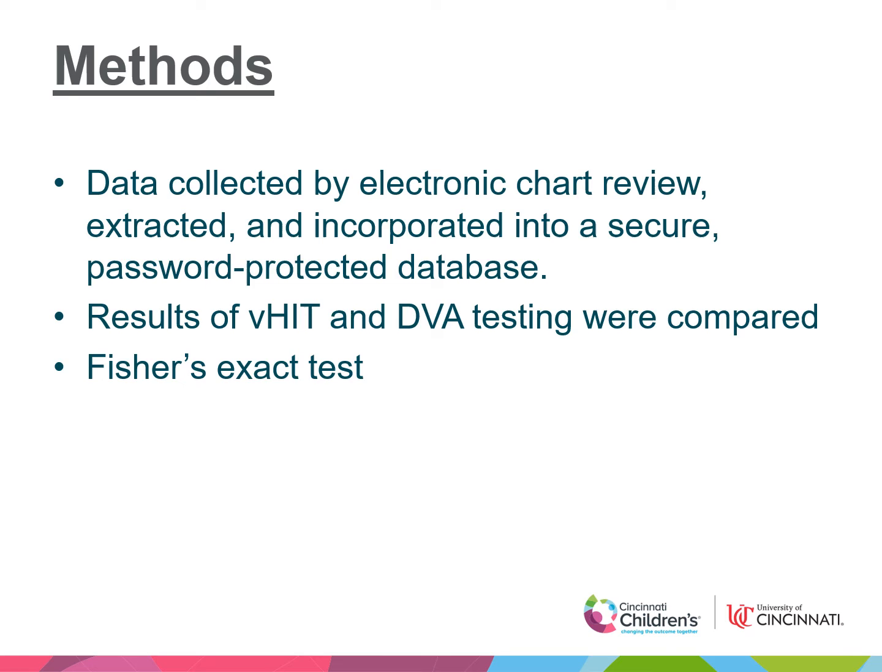The data used was collected by electronic chart review, extracted, and incorporated into a secure password-protected database. Results of vHIT and DVA testing were then compared. While looking at these results, we looked at them in conjunction with the finding of the child's diagnosis, whether that be normal, central, or peripheral. We then used the Fisher's exact test to determine significance. This test is a statistical test used to determine if there are non-random associations between two categorical variables.